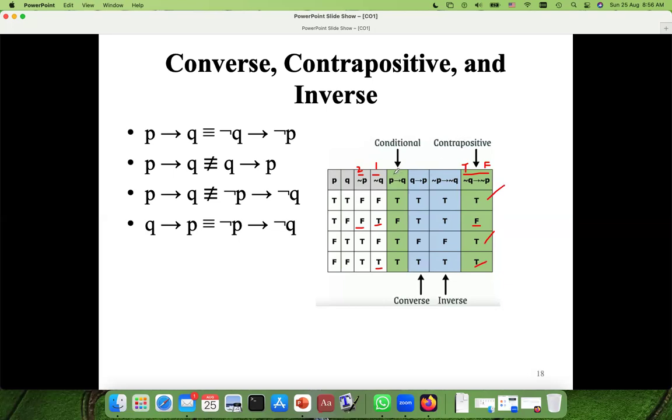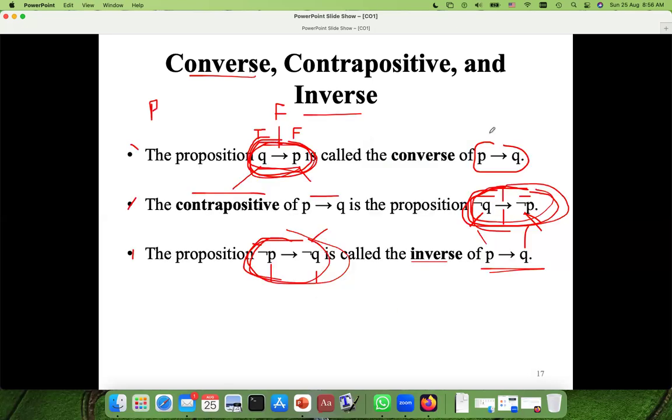This P implies Q is simply called the implication or conditional statement. This Q implies P, the opposite part, is called the converse. And this negation P implies negation Q, we have already studied in the previous slide, is the inverse. And this is the contrapositive. So I can ask you: you have two propositions P and Q, draw a truth table for the converse, contrapositive, and inverse for them. I can ask you a question here.